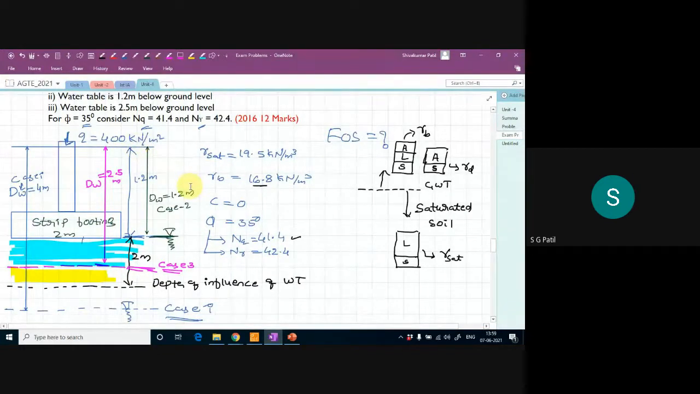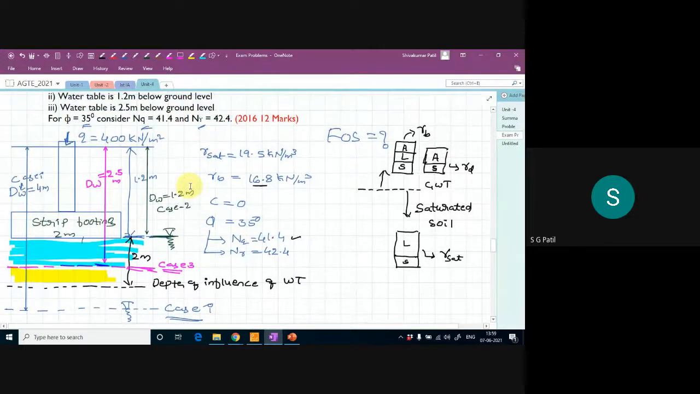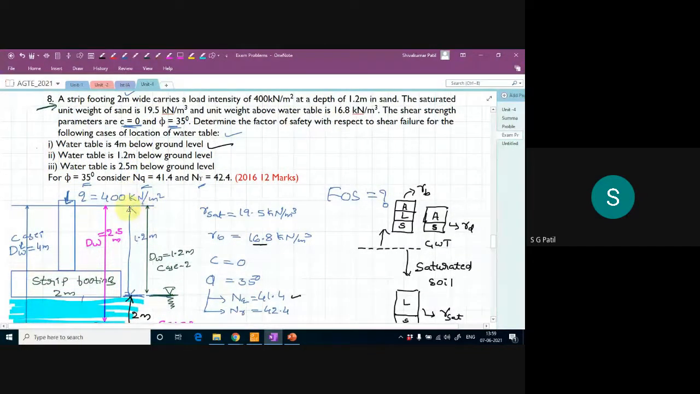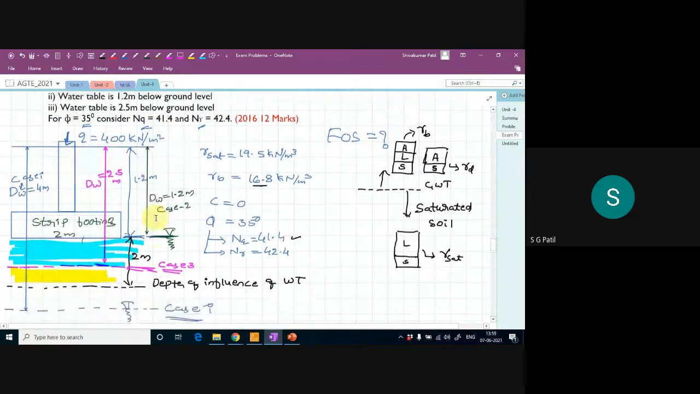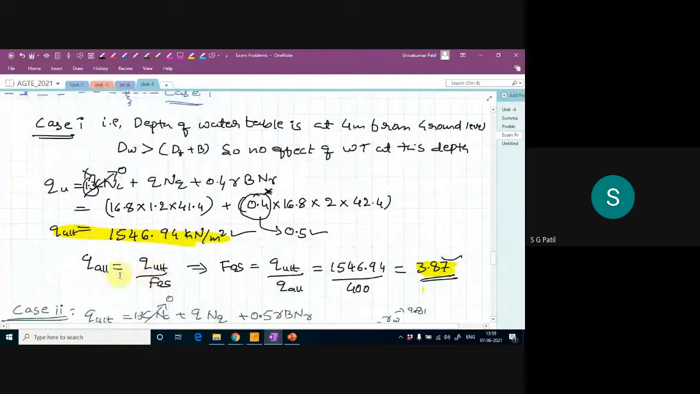Should I calculate that also? You want me to calculate, or you are able to do that? Even though it is not asked in the problem, take it as an assignment. Put the water table at the ground level and calculate the factor of safety, how much it is reducing. Almost 50% it should reduce from case number 1.